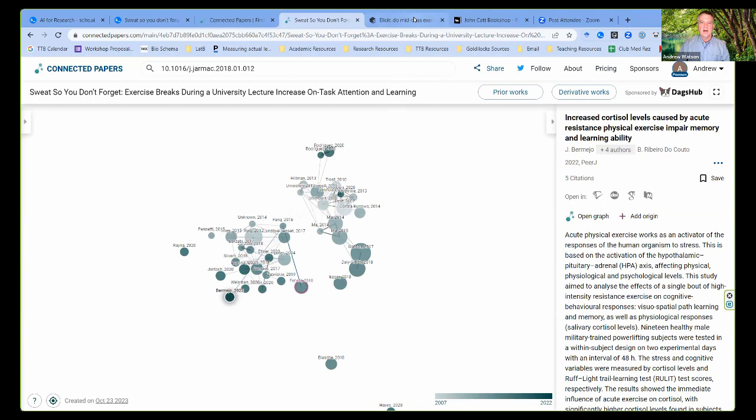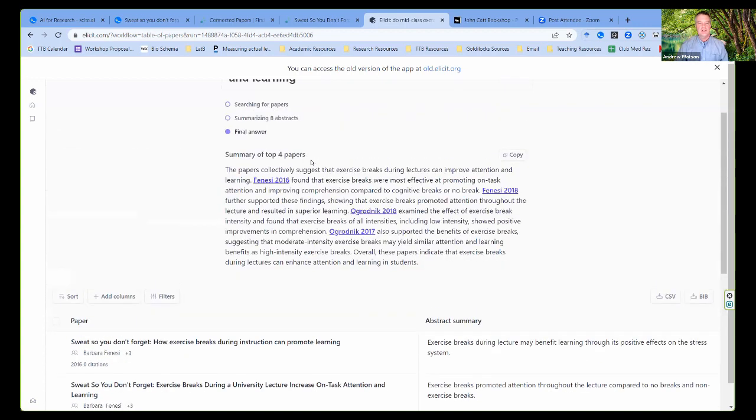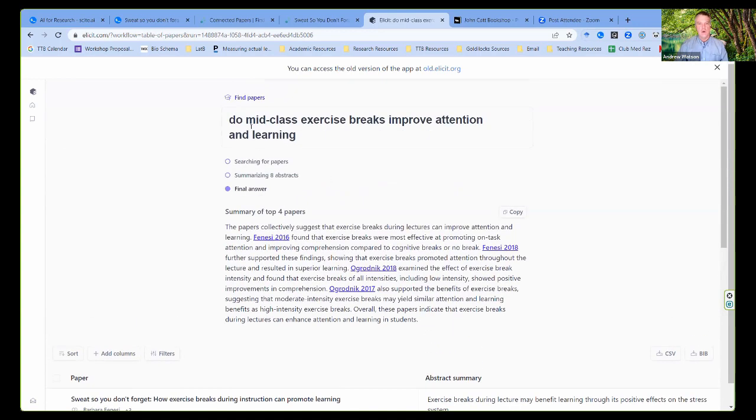So the last of the bunch here is the most recent. It's called Elicit.com. I'm sort of amused by this. I'm tempted to put in illicit, I-L-L-I-C-I-T, but I worry what I'll find. So it's Elicit.com, and the way this works is you just pop in a question. The question I asked it is, do mid-class exercise breaks improve attention and learning? And then it goes and looks for all the research it can find to answer that question.